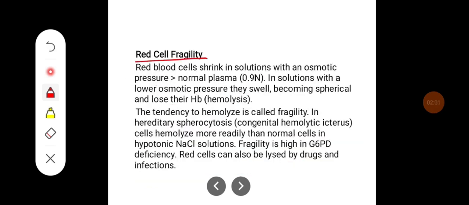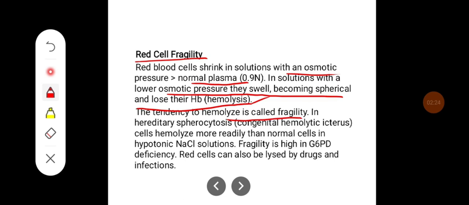Red cell fragility. Red cells shrink in solutions with an osmotic pressure more than normal plasma. In solutions with lower osmotic pressure, they swell, becoming spherical and lose their hemoglobin. So that process is called hemolysis. The tendency to hemolyze is called fragility.